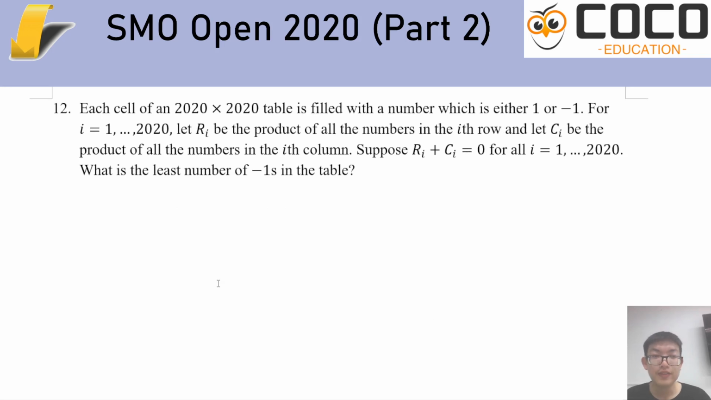Question 12. Each cell of a 2020 by 2020 table is filled with a number which is either 1 or minus 1. Let Ri and Ci be the products of the numbers in the ith row and ith column respectively, which obviously are themselves also 1 or minus 1. Now suppose Ri plus Ci equals 0 for all i equals 1 to 2020. What is the least number of minus 1s in the table?